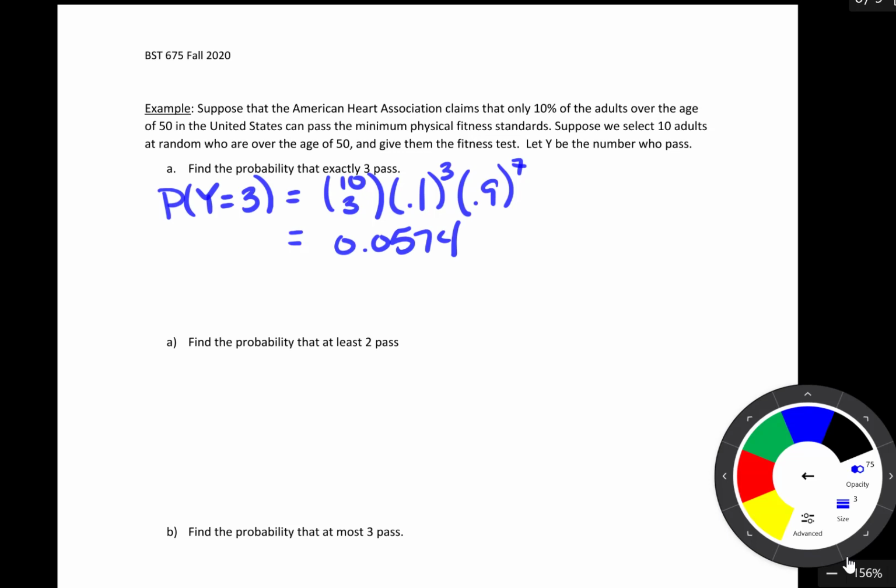Now alternatively, instead of your calculator, you could use the binomial function in R, and that would be dbinom. We're interested in Y equal to 3. We have 10 trials, and the probability of success is 0.1. And this will give you the same answer.